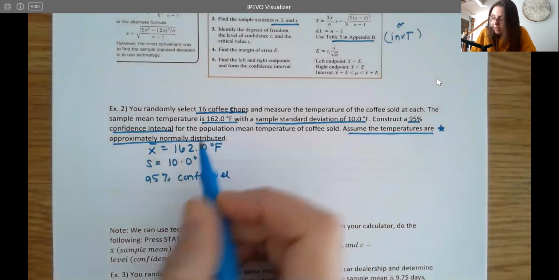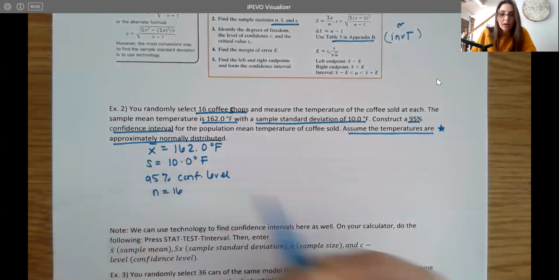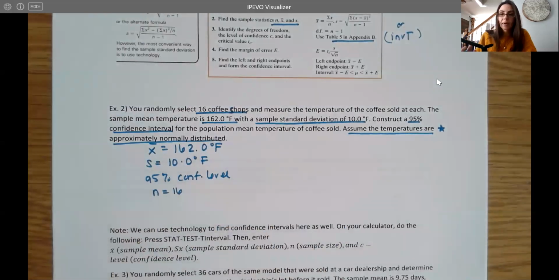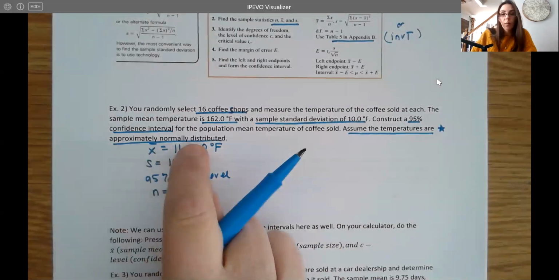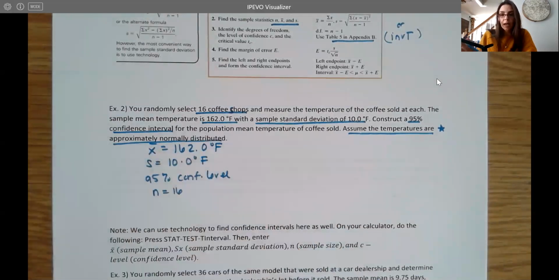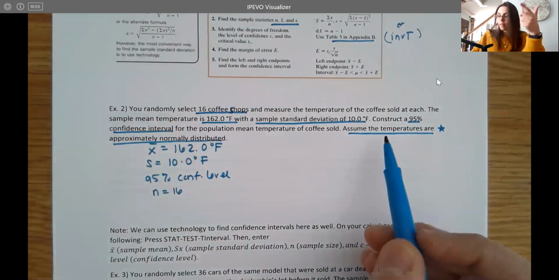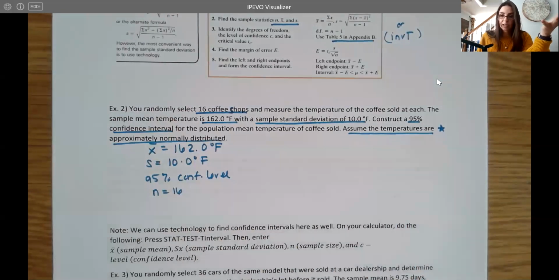We are going to assume that population temperatures are normally distributed, which is good because notice that my sample size is only 16 here. So I wasn't meeting the requirement of at least 30. So I need to make sure that the population is normal for me to proceed. So we're okay, we're going to go ahead and proceed. And again, we're randomly selecting, so I have a random sample, and I know that my population is normal here, so I can have a small sample size.